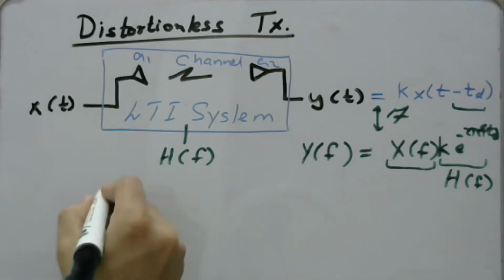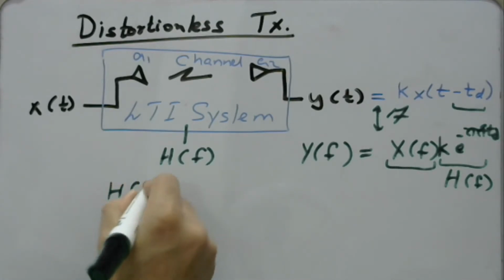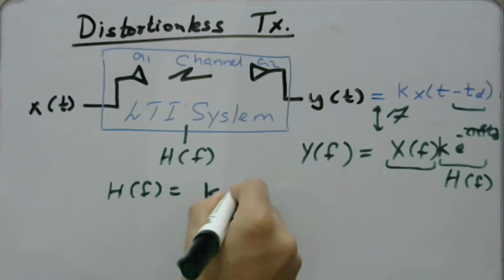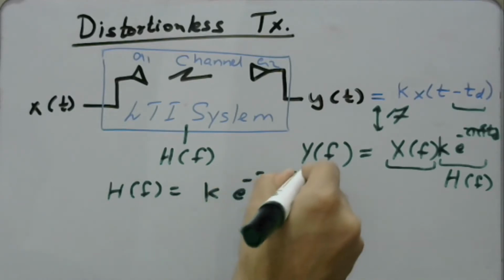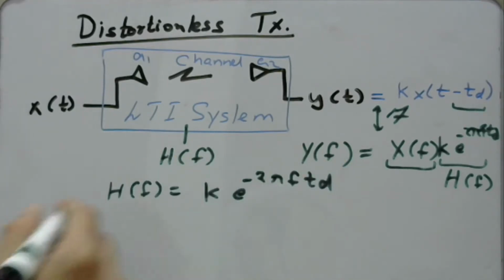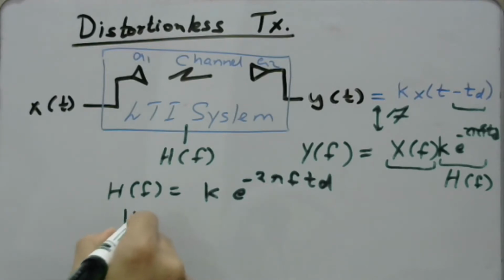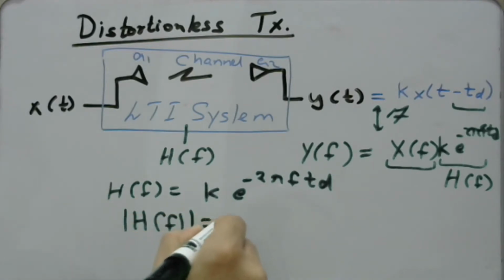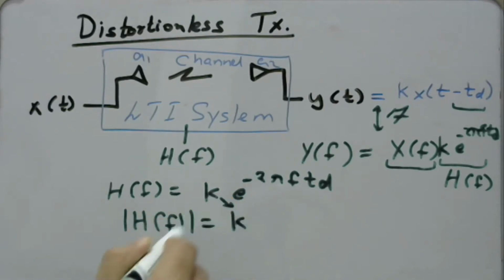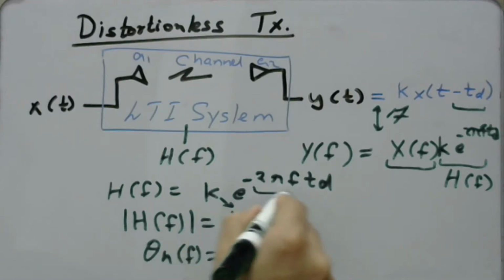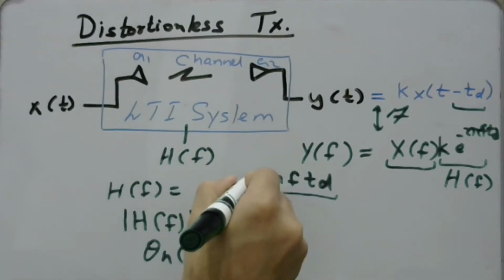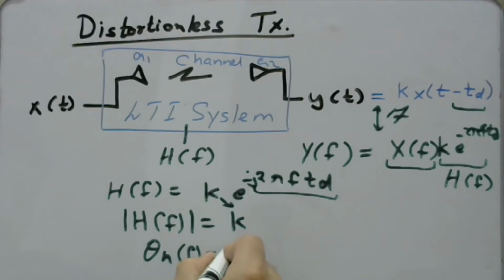So now from here we have h of f, which is simply k e to the power minus j 2 pi f td, and from here the magnitude of h of f is simply k, this factor, and the phase of h of f, so let's call this theta h of f, is simply minus 2 pi f td.